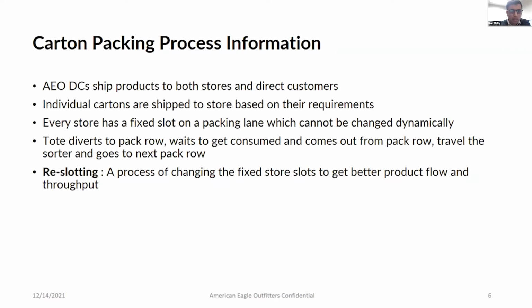The main problem we wanted to answer from a simulation perspective is to reslot this entire area. When I say a tote or carton diverts to a packing row, it will make more sense once I show the model view. Every row or lane where a packer is packing units into a store carton has fixed locations where stores are slotted, and these cannot be changed dynamically. It's a fixed slotting system.